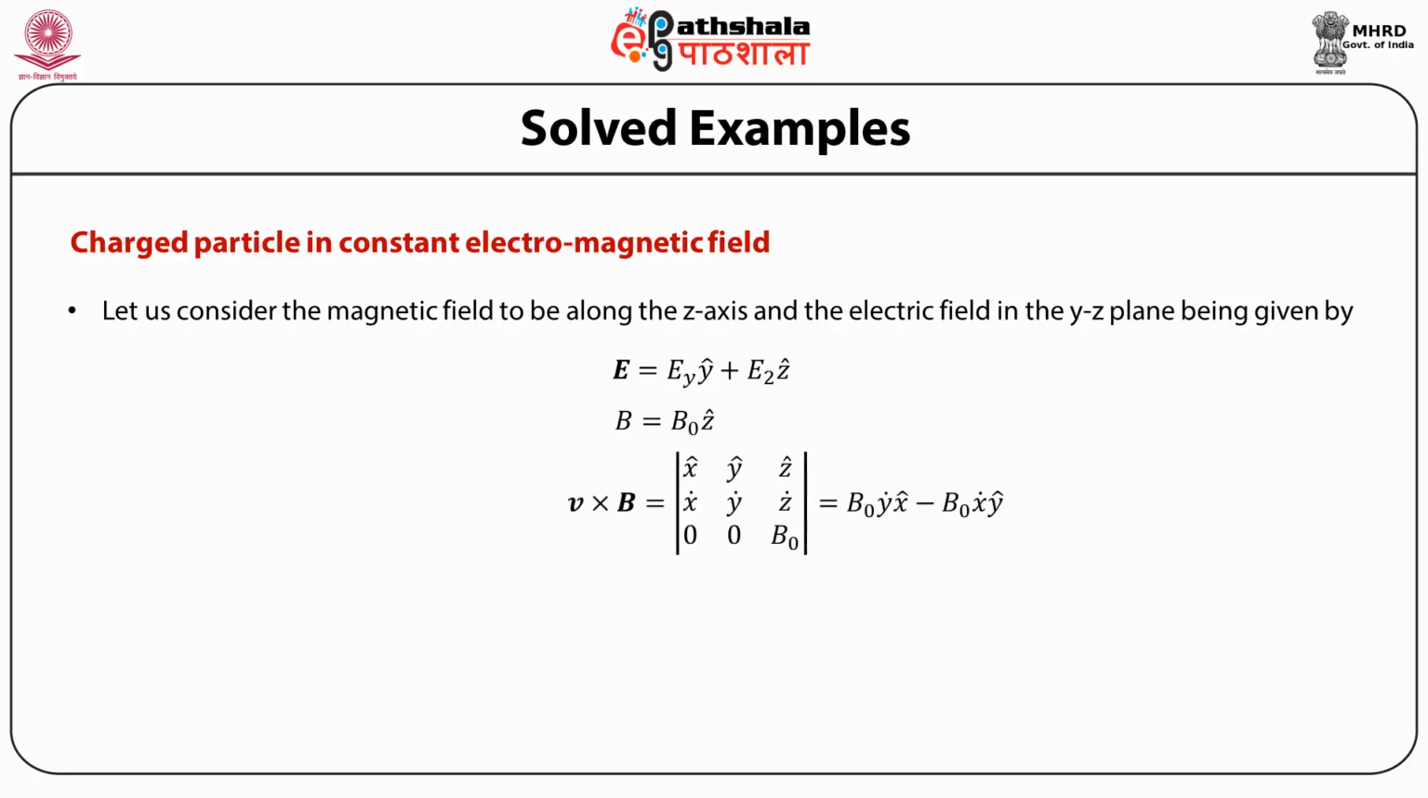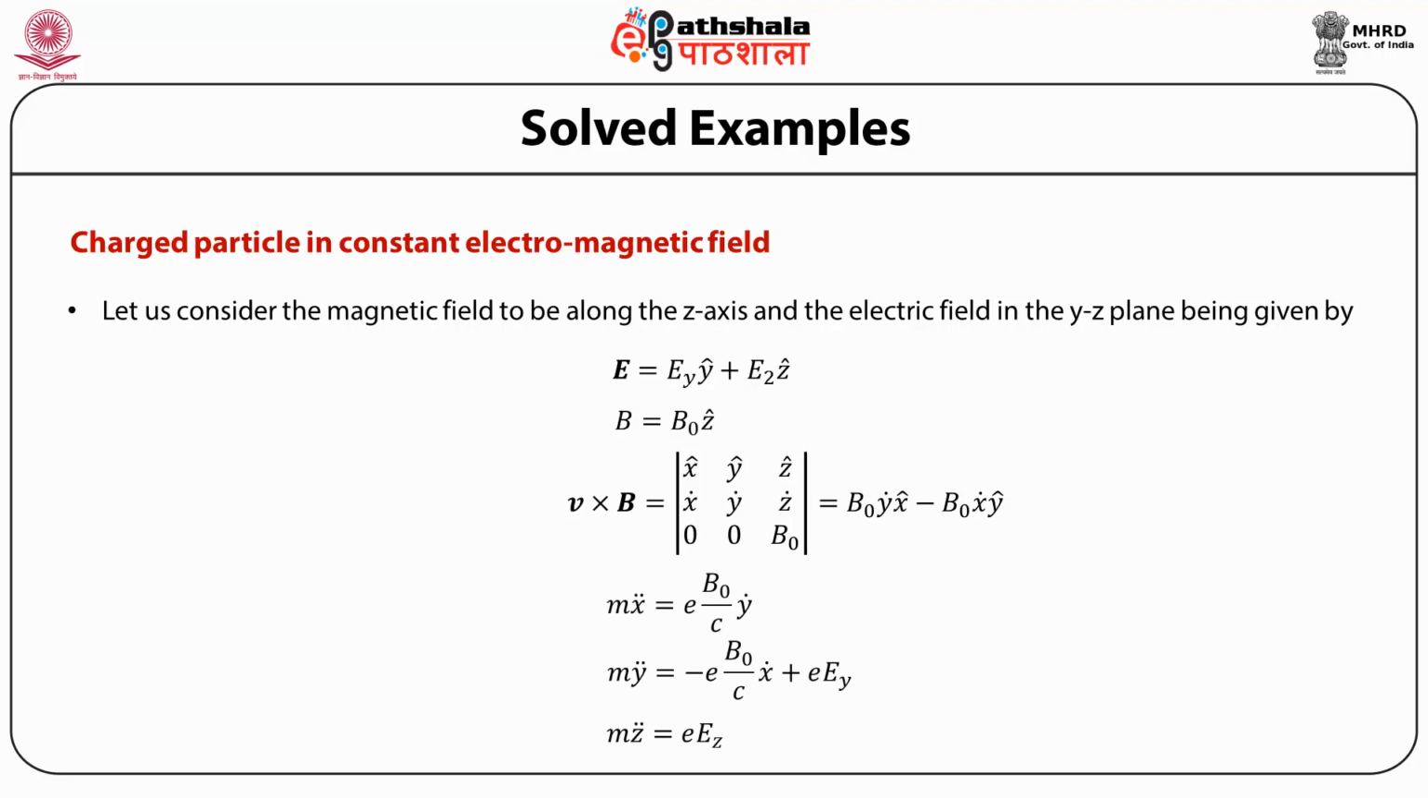Now, V cross B can be easily evaluated, and we obtain V cross B to be a vector equal to B naught times y dot along the x-axis minus B naught times x dot along the y-axis. So V cross B is B naught y dot times the unit vector along x minus B naught x dot times the unit vector along y.